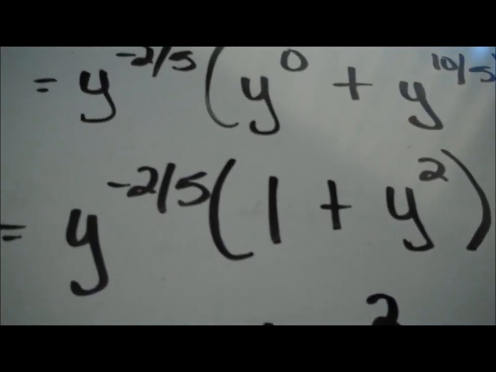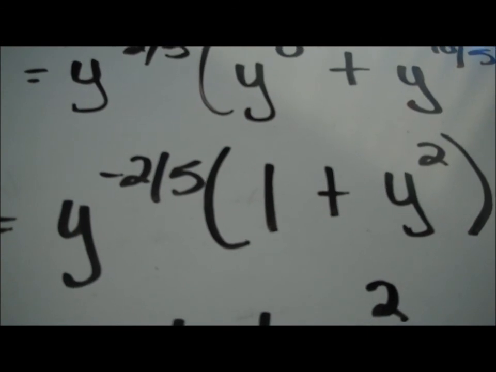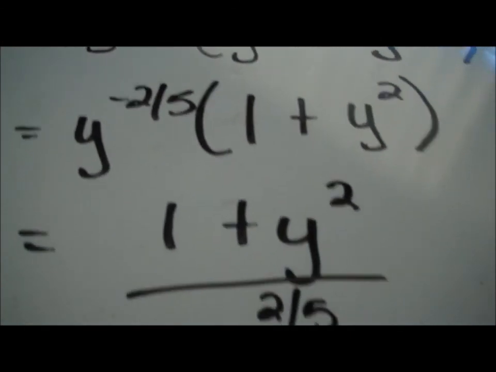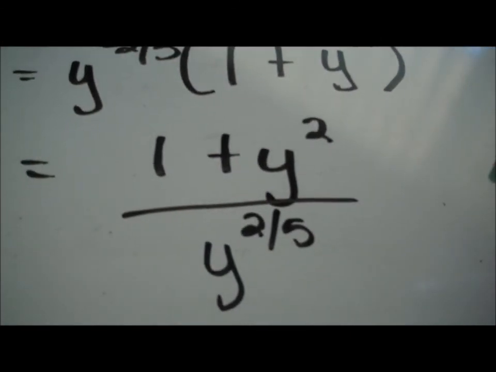Now remember, we can't leave our answer like this because we have a negative exponent, so that needs to be moved down to the denominator as such, and that is your final answer.